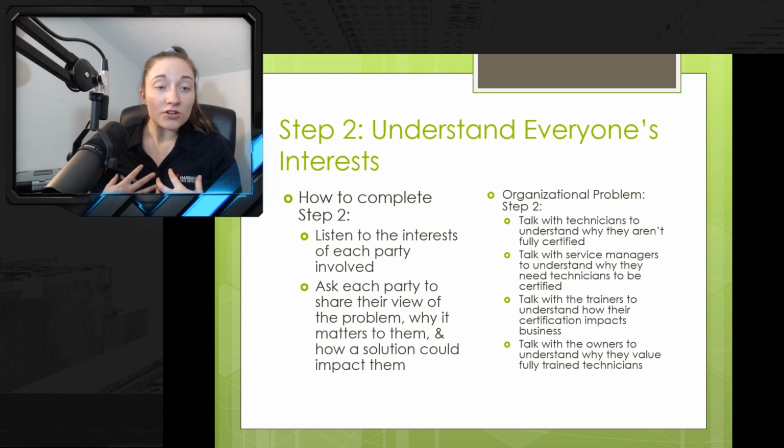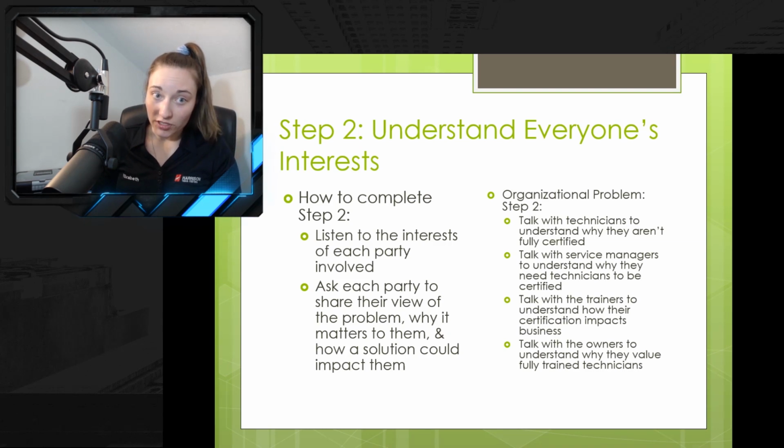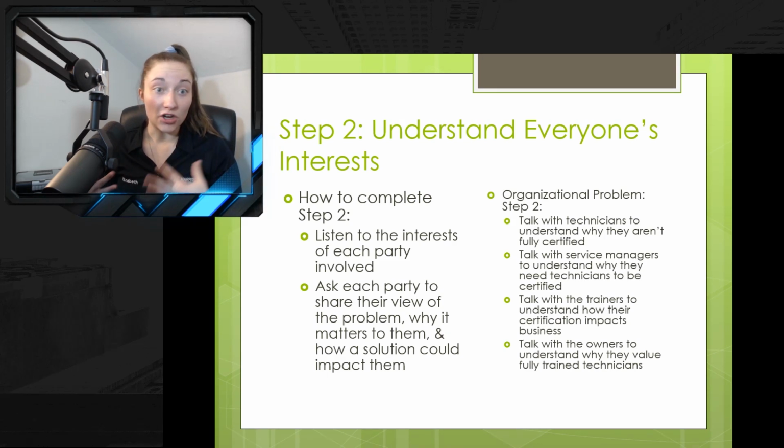How we are doing step 2 within Harrison Truck Centers is that we are talking to technicians to understand why they aren't fully certified, talking to service managers to understand why they need technicians fully certified, talking with trainers to understand how the certification impacts our overall business, and then finally talking with our ownership to understand why they value fully trained technicians and why they're asking us as a human resources department to truly push for fully trained technicians.